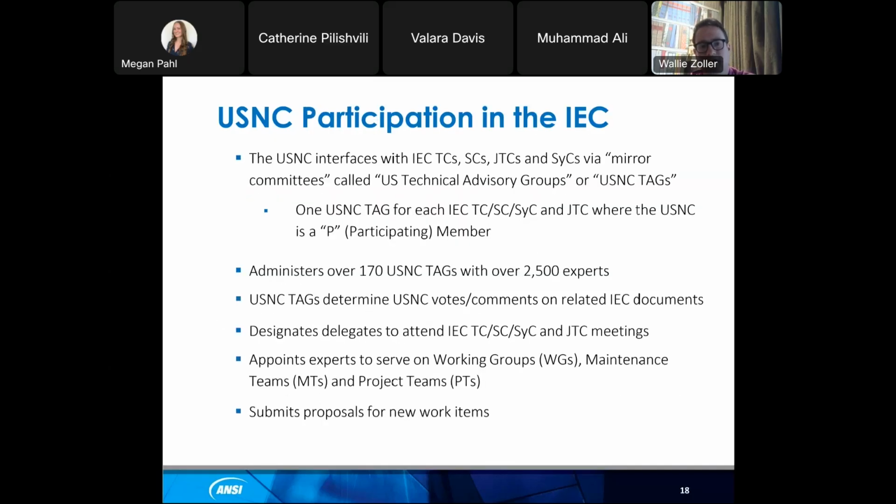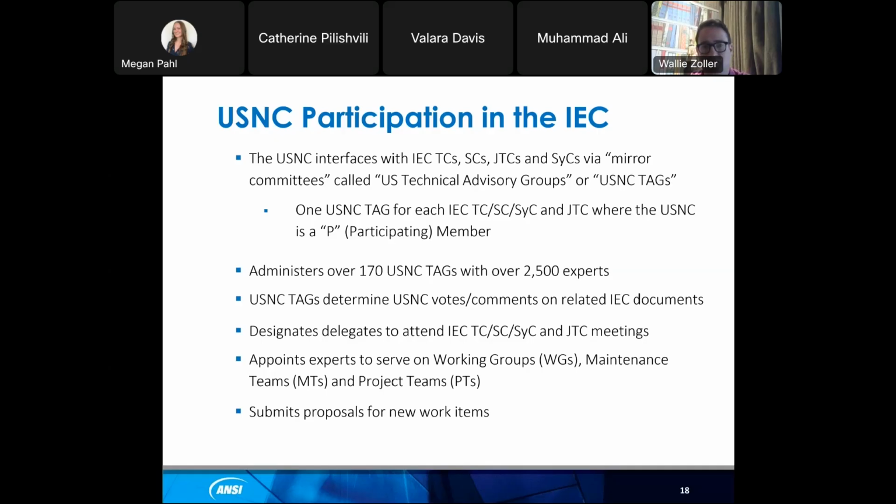So the USNC interfaces with, and this is where we start to get into a little bit of our acronyms, the technical committees, the subcommittees, the joint technical committees, and the systems committees via the mirror committees that exist within the USNC structure. There is one USNC TAG for each of those, the technical committees, the subcommittees, and the systems committees, and for the joint technical committees where the USNC is a participating member. The other option, of course, is an observing member, and there we would have less influence, but similar visibility.